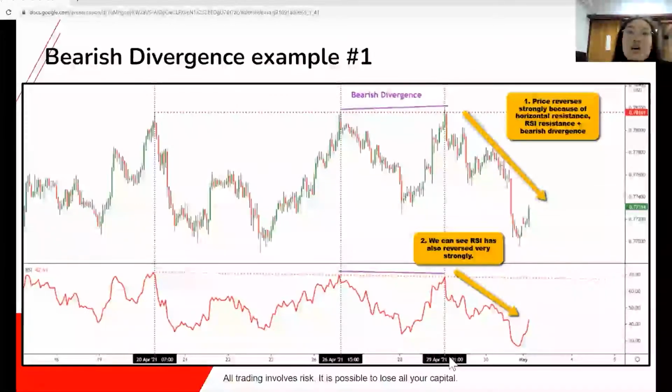In this case, this is a good example because we have, firstly, as I mentioned earlier, multiple swing high resistance. We also have our RSI resistance, which is the bottom dotted red line. And then we also have bearish divergence on our RSI. So you want to get this kind of confluence, which confirms your analysis so that your analysis is more accurate.